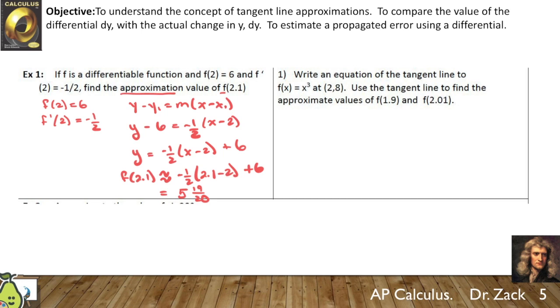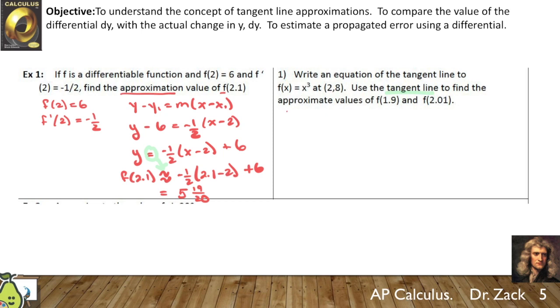Note the notation once again. When we substituted in our 2.1, instead of an equal sign, we were using an approximation because we are approximating the function at the point 2.1. So as you work on number 1, the directions say use the tangent line to find the approximate values.